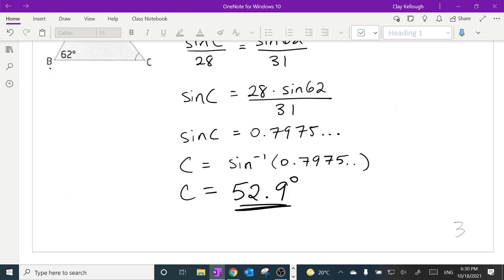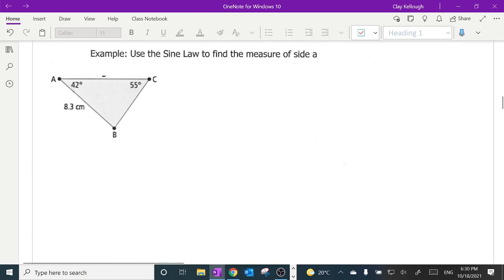Okay, we've got a bunch more. This one is exactly like the first one. So what I want you to do is pause the video and try it yourself. Okay, so pause the video and give this one a try.